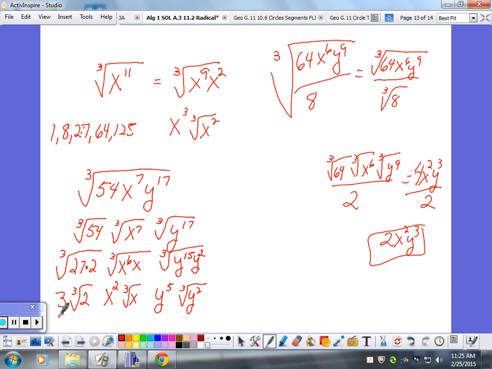Okay, now you're going to collect everything outside. So you get 3x squared y to the 5th. Inside my cube root, don't forget the little 3 here, it's a cube root, I've got a 2, I've got an x, and I've got a y squared.